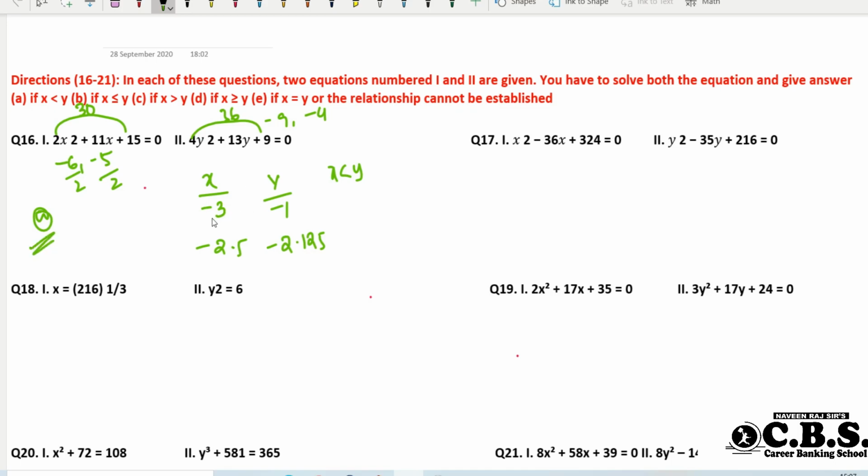Okay, when you compare minus 3 to minus 1, minus 1 is greater, so x is less than y. Minus 3 to minus 2.125, minus 2.125 is greater, x is less than y. When we compare minus 2.5 with minus 1, x is less than y, and minus 2.5 with minus 2.125, x is less than y. So obviously in all four conditions we get x less than y, and option A is the absolute right answer.